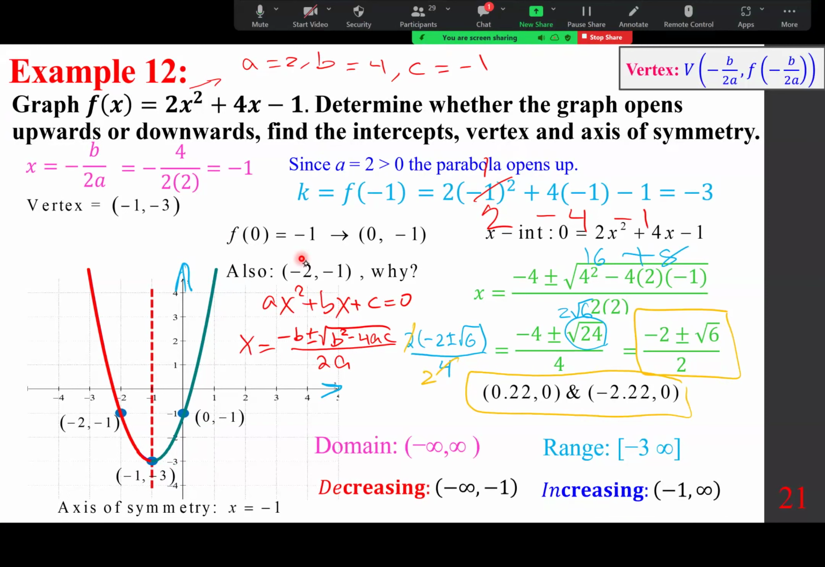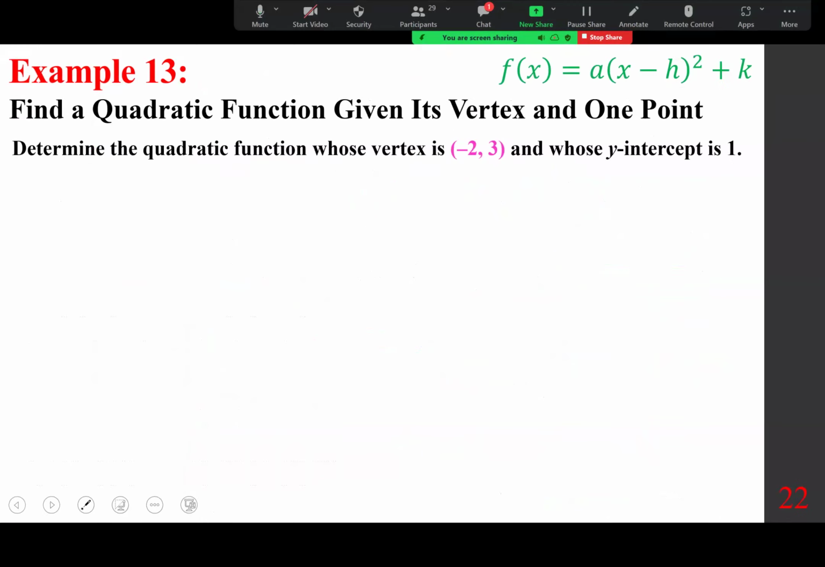Let's look at one more example. We want to find the quadratic function given its vertex and 1 point. Determine the quadratic function whose vertex is -2, 3, and whose y-intercept is 1. So we are going to go with this and replace the h with -2. That means a times x plus 2 quantity squared plus 3.